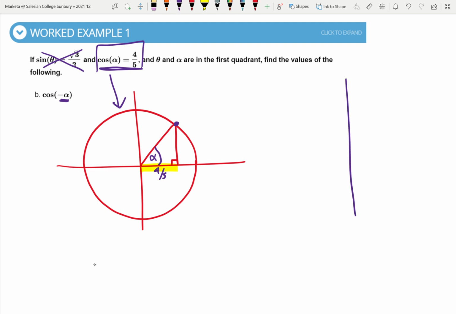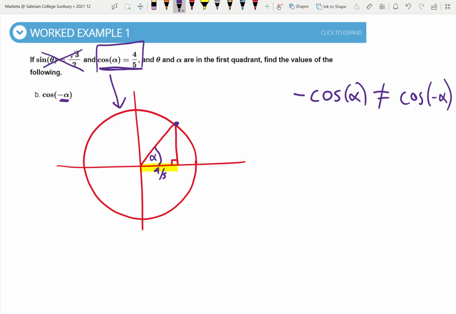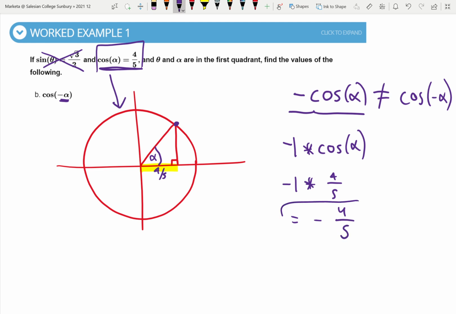Now, people get a little bit confused because negative cos alpha is not the cos of negative alpha. This one here means -1 times cos alpha. And we know that cos alpha is 4/5, so that's -1 times 4/5, which equals -4/5. So you'd get a negative value there.